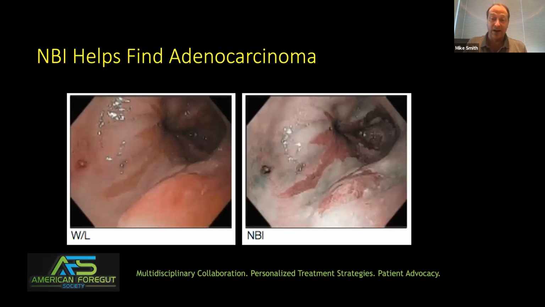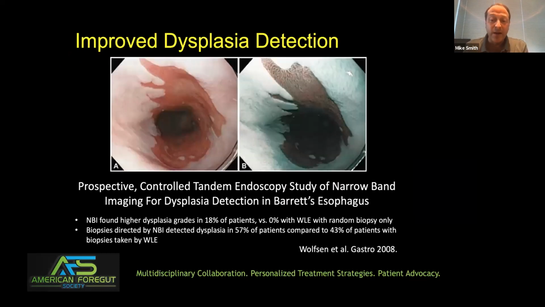Here's a small one in an area, an island of what looks like Barrett's, that if you're not paying close attention, could look like it's just sitting on top of a fold in the esophagus that's due to the tortuosity. But in fact, you could see that the mucosal pattern is quite abnormal, and you would be targeting this for an additional tissue sample.